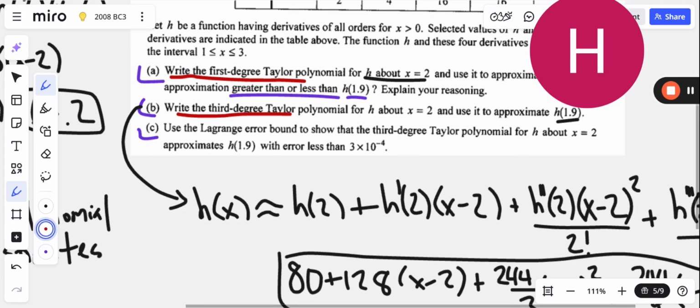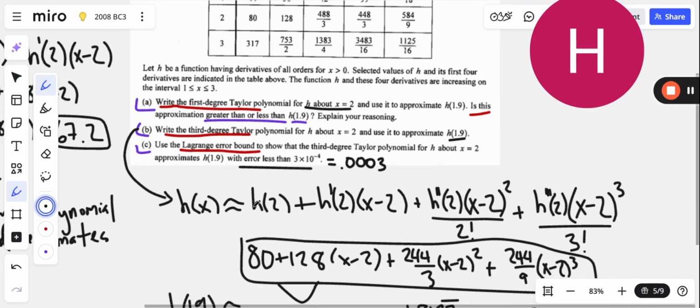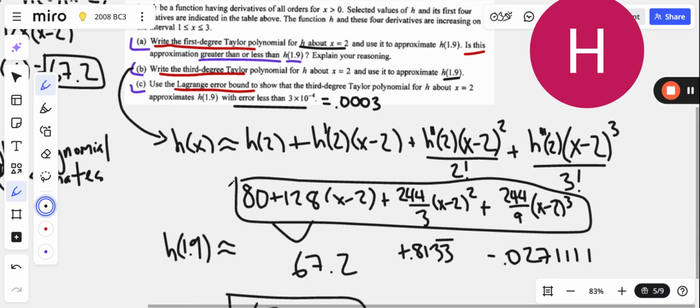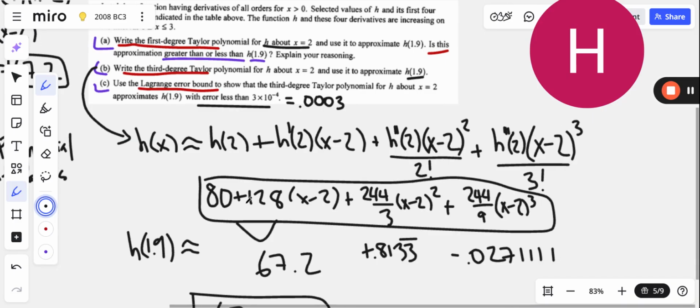Use the Lagrange error bound to show that the third degree Taylor polynomial has error less than 3 times 10 to the minus 4, which, just to let you know, is 0.0003. So we want to show that that is the maximum error that we have. And the way we do that, if we build off of what we did from A to B, B gave us these extra terms, right? And these extra terms added a little bit of precision.